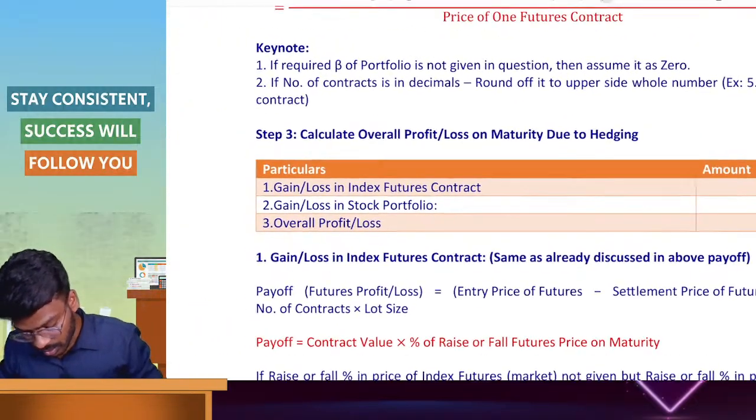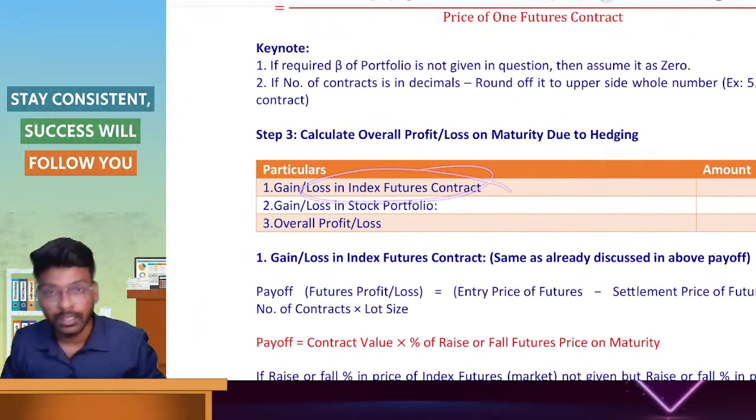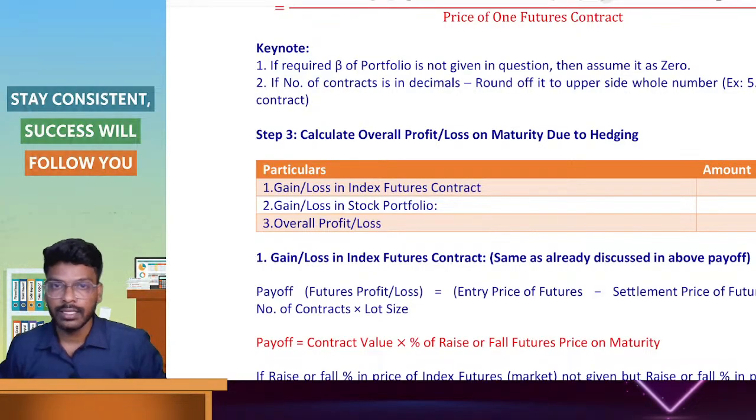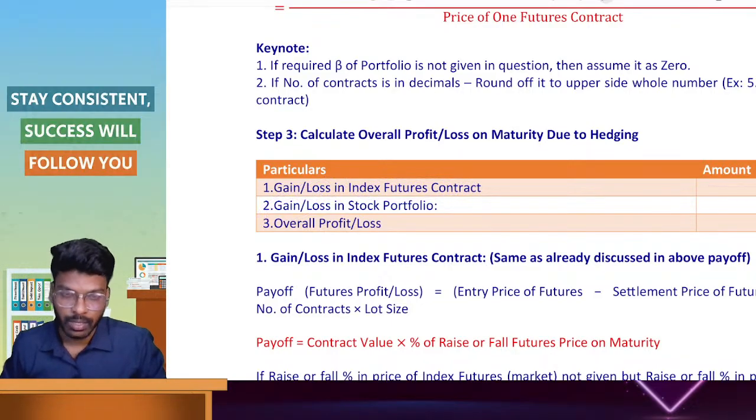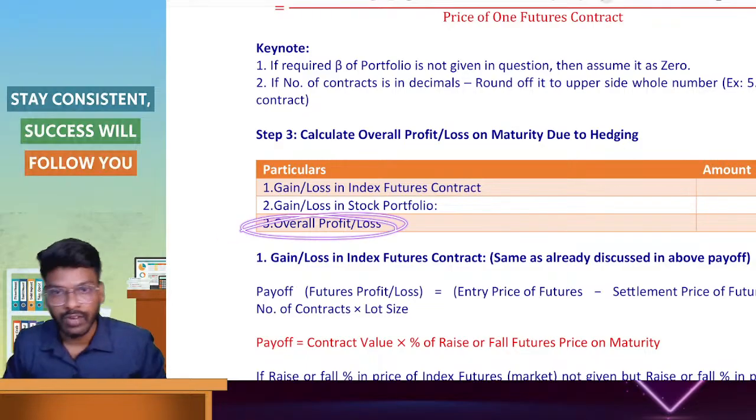It can be computed using this table, gain or loss in index future. In case of loss, you have to write a negative number. In case of gain, you will write a positive number. Overall profit will be computed.